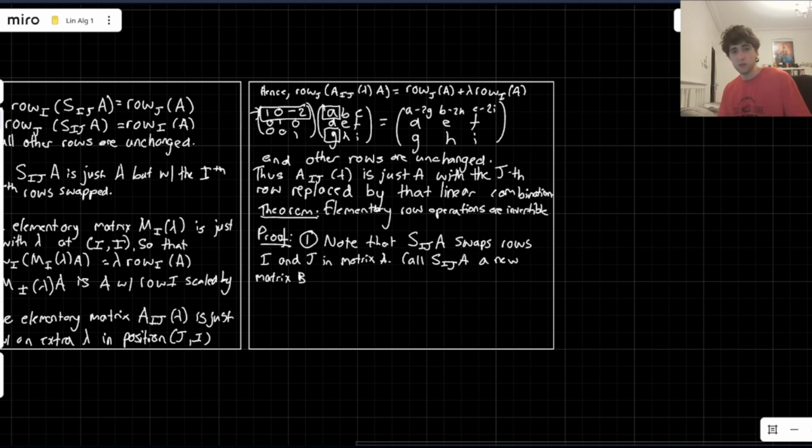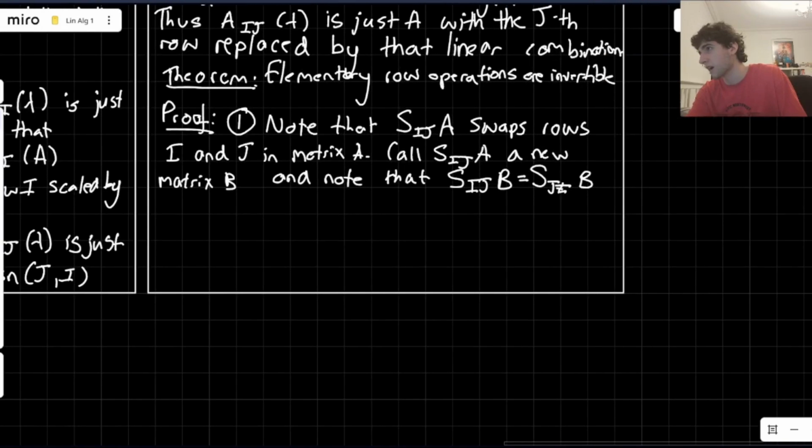Right? And I'm going to pre-multiply this new matrix B by capital S subscript capital I capital J. Okay? And note that capital S subscript capital I capital J multiplied by the matrix B is obviously going to be the same as multiplying capital S subscript capital J capital I by matrix B, because effectively those two matrices are the same. Capital S subscript capital I capital J and capital S subscript capital J capital I are the same, right?